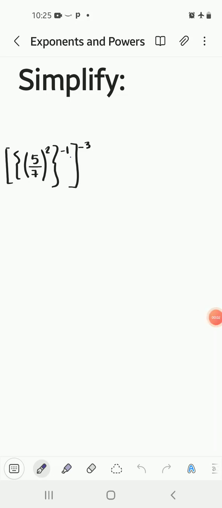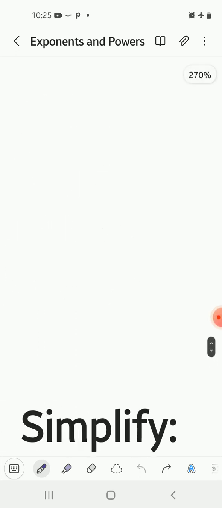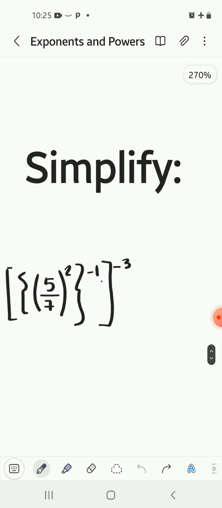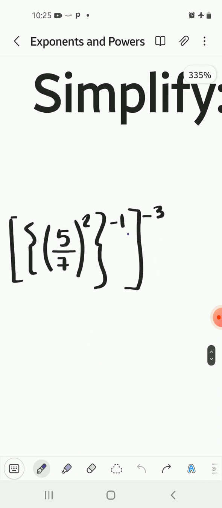We have already done different laws and simplification of exponents. This is one of them. Simplify. You can see over here it is given (minus 5 by 7 to the power 2) whole to the power minus 1 and to the power minus 3.